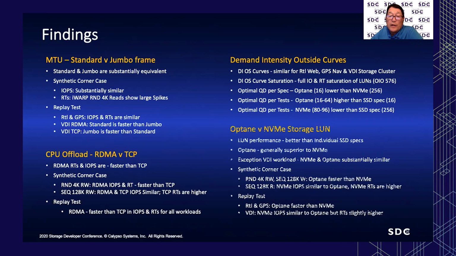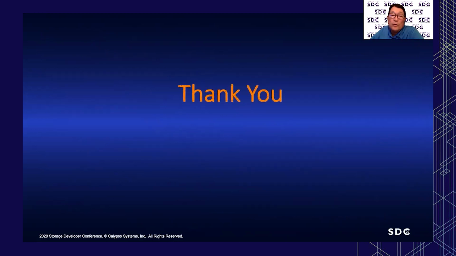And then finally, looking at Optane versus NVMe storage, the LUN performance is much better than the SSD specs. That's because primarily you have a large pooling of IOs in RAM. Optane is generally superior to NVMe, with the one exception of the VDI workload where the NVMe and the Optane were substantially the same. For the synthetic corner case, Optane is faster than NVMe. For the replay test, NVMe and Optane were similar for the VDI workload, but in all cases, NVMe had slightly higher response times. So these are the findings we had based on that quick overview of NVMe over Fabric with host factors.